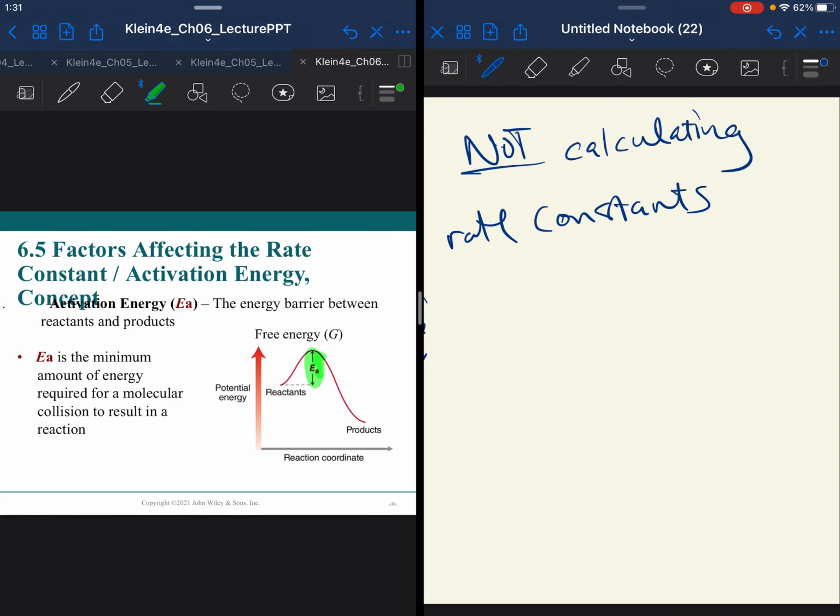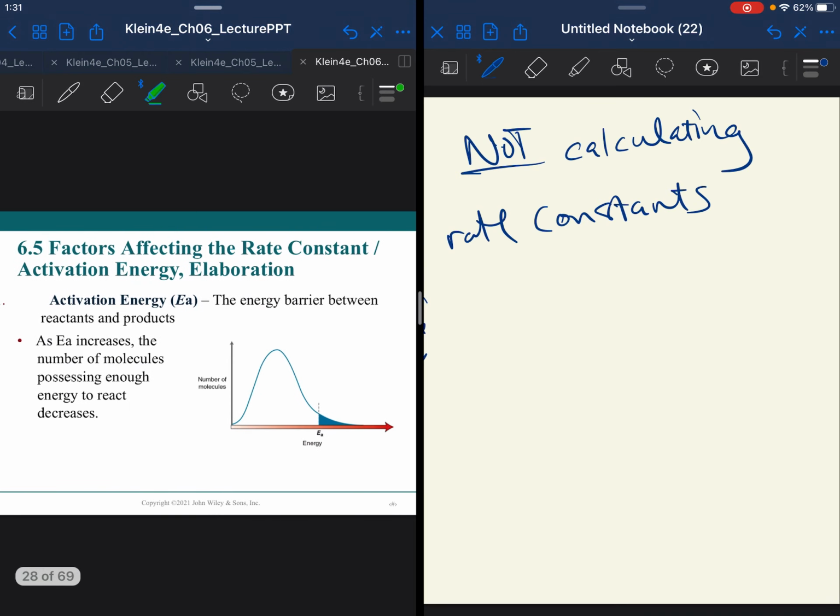This activation energy right here is helpful in understanding, right, what is the energy obstacle we have to get over? We have to have enough energy so that when our reactants collide, we can get over this hump before we make it to products. And that is where we see something called intermediates. Activation energy is affected by temperature.